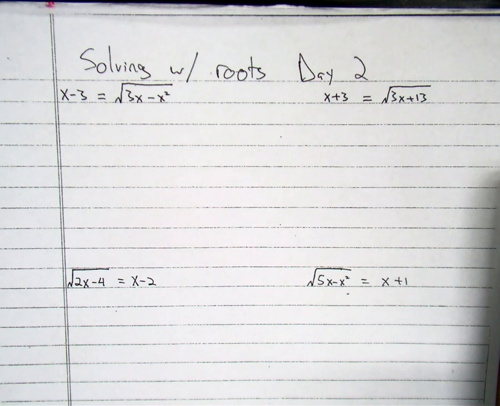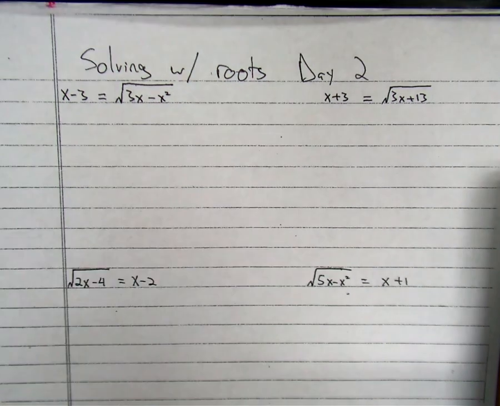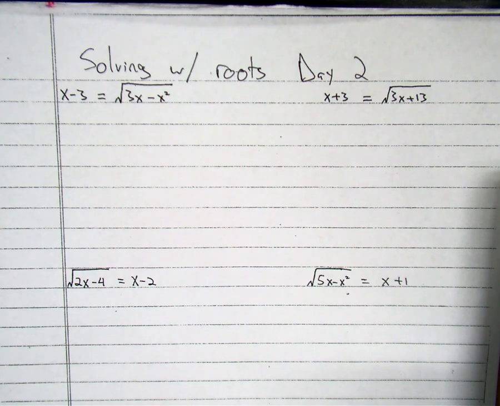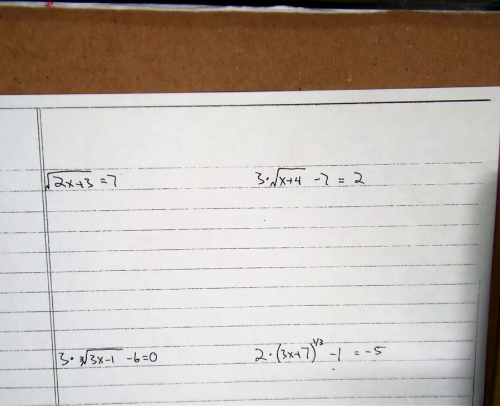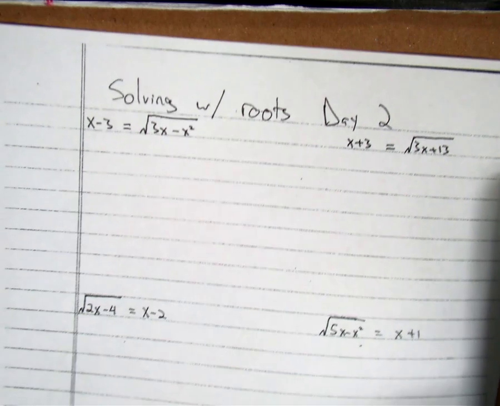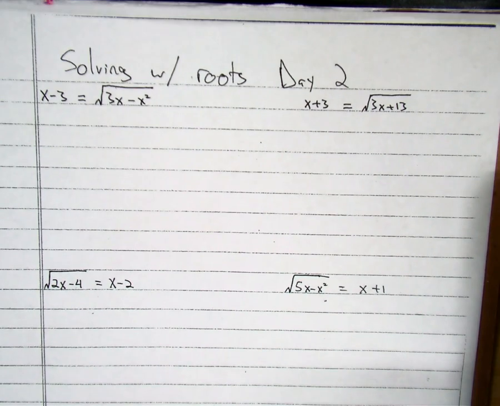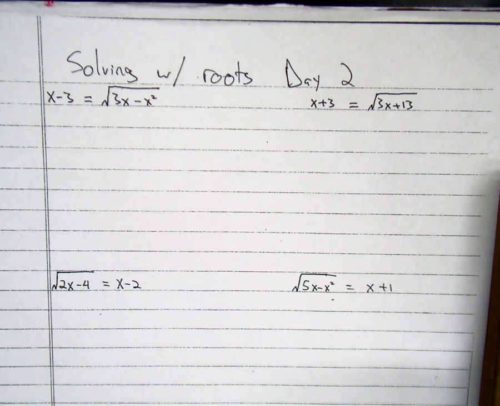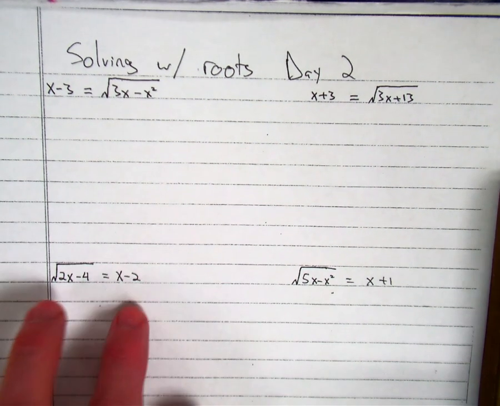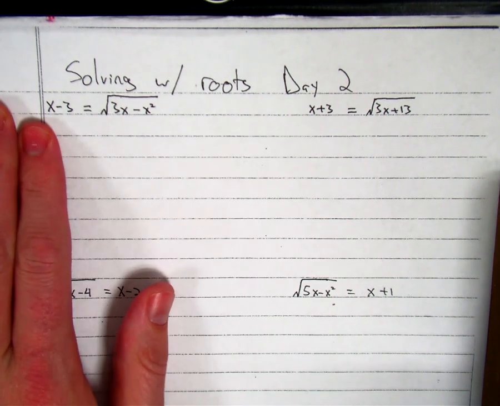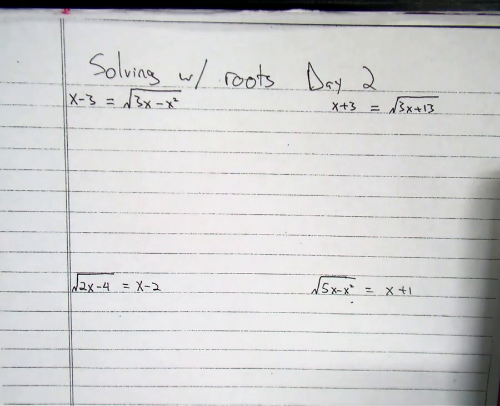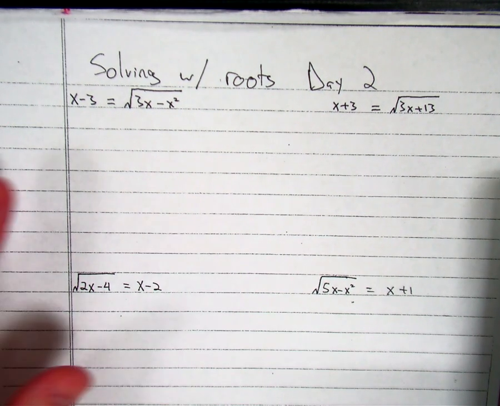Algebra 2, solving with roots, day 2. We have one new problem type here on the front side. We're going to go over a couple, and then the back side should be a review of yesterday's. Okay, so day 1, we did have something a little similar to this, but we had square roots on both sides. Now we have a square root on one side, no square root on the other. Okay, and we're going to take a look at what happens with that.